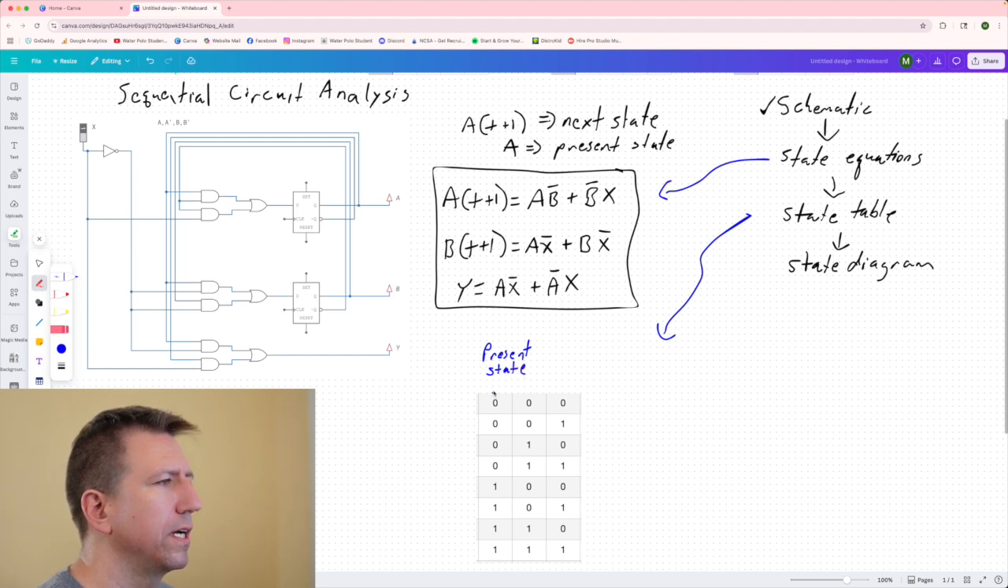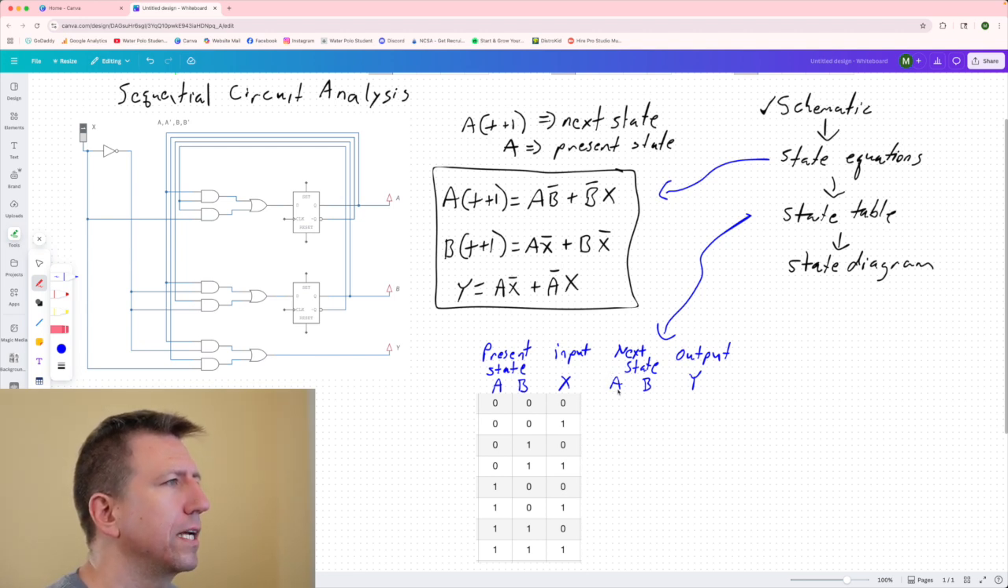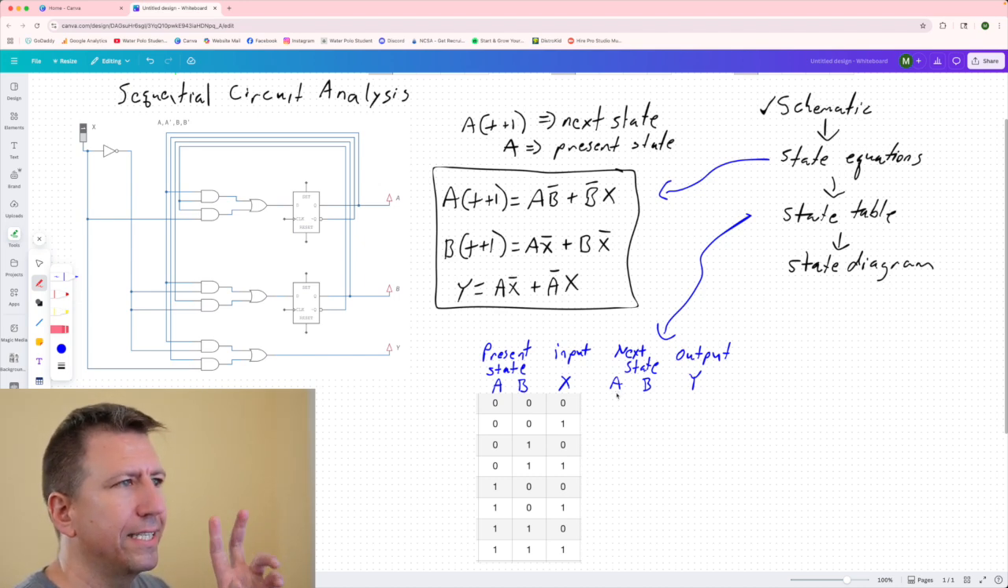And so we're going to put this as A, B, and then the input, X. Okay. And then we have our output columns, and the output columns are going to be the next state, A and B, and then the output, Y. Okay? And so that's what we have here. So let's take a look at how we fill out this truth table, or this state table.